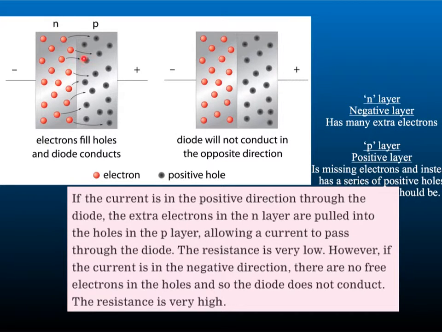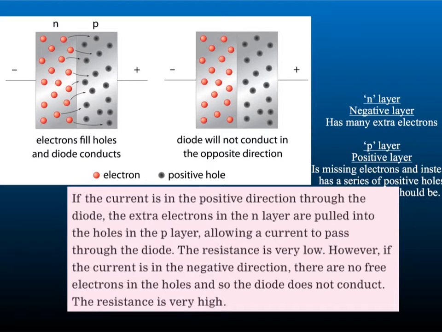We have the two layers of different materials. The N layer, or the negative layer, has got lots of electrons, and the P layer, or the positive layer, has got lots of missing electrons and instead has got positive holes where electrons should be. If the current is in the positive direction through the diode, the extra electrons in the N layer are pulled into the holes in the P layer, allowing the current to pass through. The resistance here is very low.